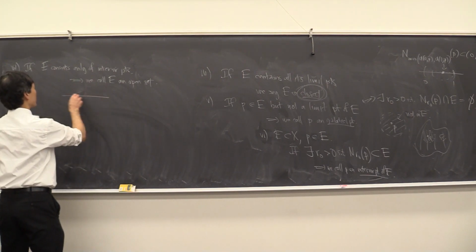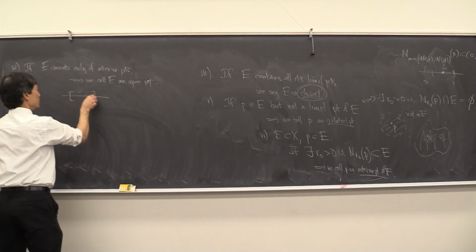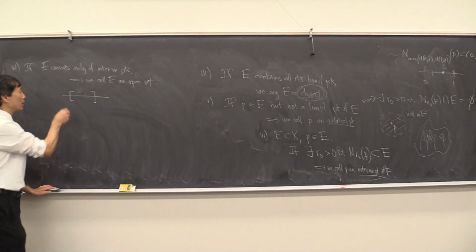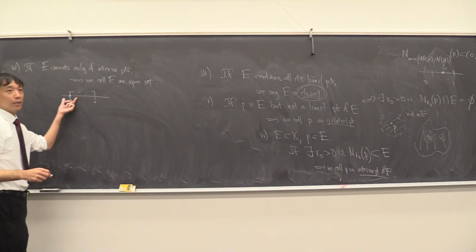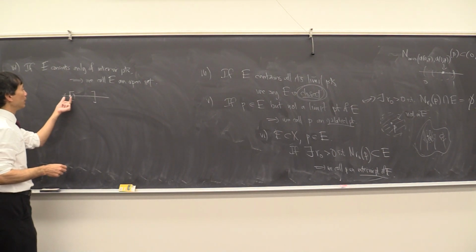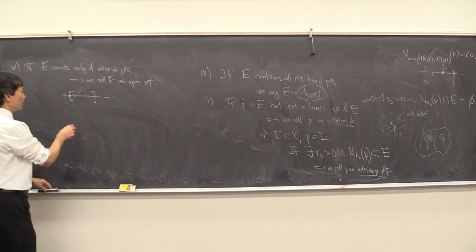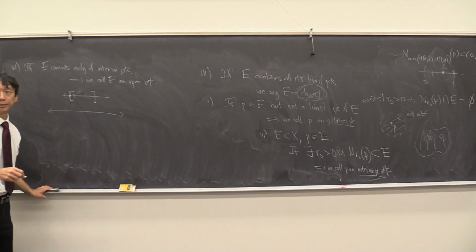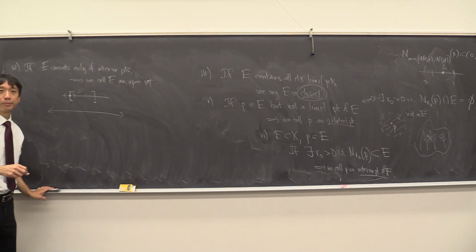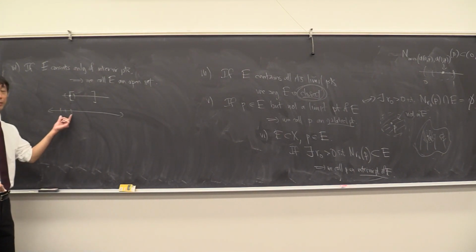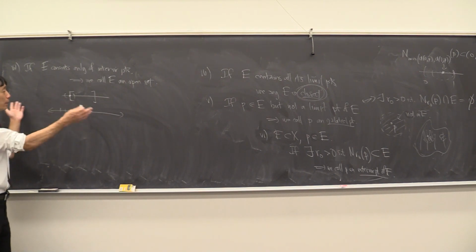Is this an open set? No, right? Because these boundary points are not interior. You can't find an interval, no matter how much you try. You can't find a neighborhood of this point that's contained inside the set. What about the entire real line? Is that an open set? Yes, it is, because for every point you can find a neighborhood around it that's contained in the set.